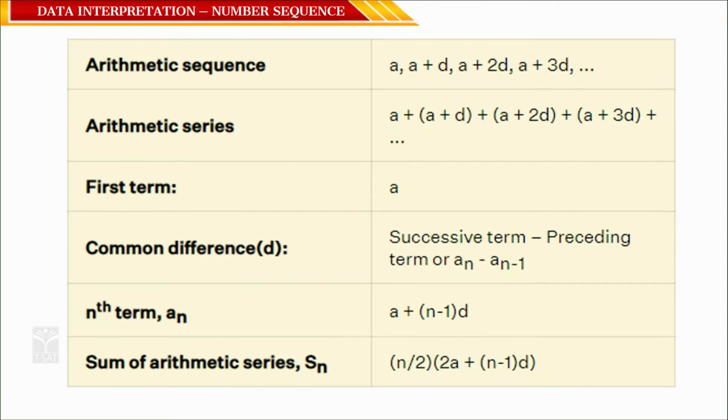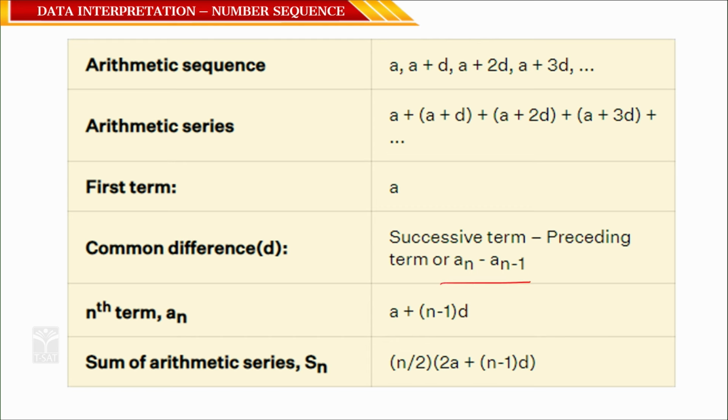Arithmetic sequence: A, A plus D, A plus 2D, A plus 3D and so on. This is an arithmetic sequence. What is the difference between a sequence and a series? When you take the addition of those terms, that is called an arithmetic series. When you take the terms only, that is an arithmetic sequence. Here the first term is A, which is very important, and the common difference is D, correct? How do we get the common difference? The difference of successive terms, meaning an minus an minus 1. That is the common difference.